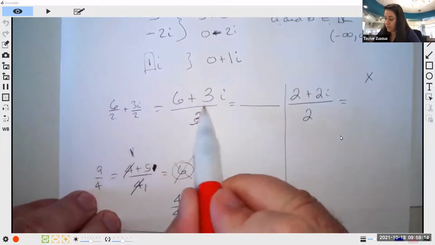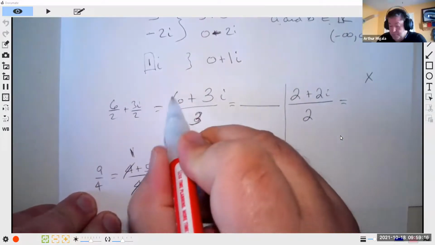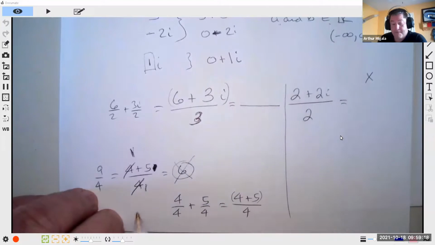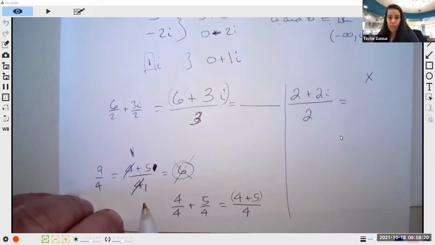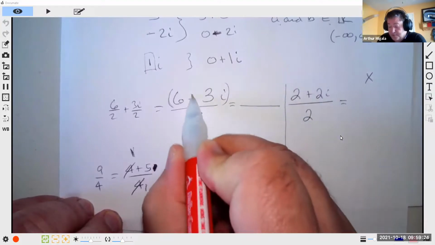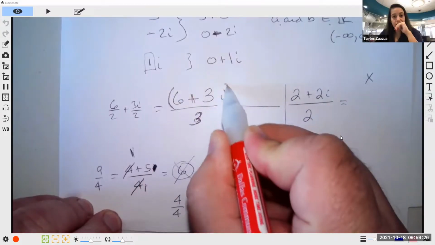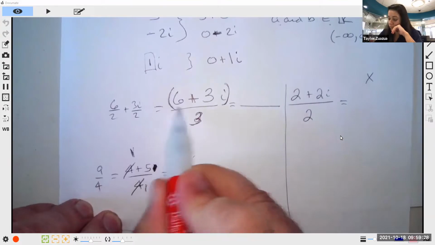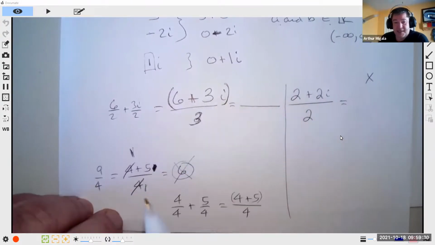Okay. So what does the top have in common? Remember, it's one number. Whenever you have a numerator or denominator, if it has a plus or minus, put parentheses on those numbers because they belong together. They have to stay together.